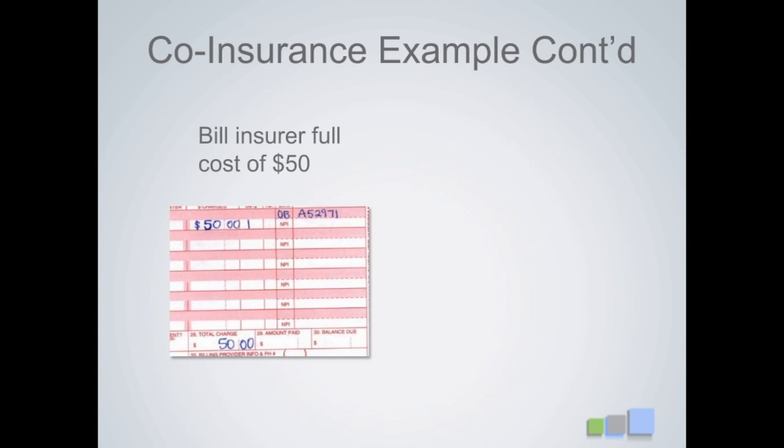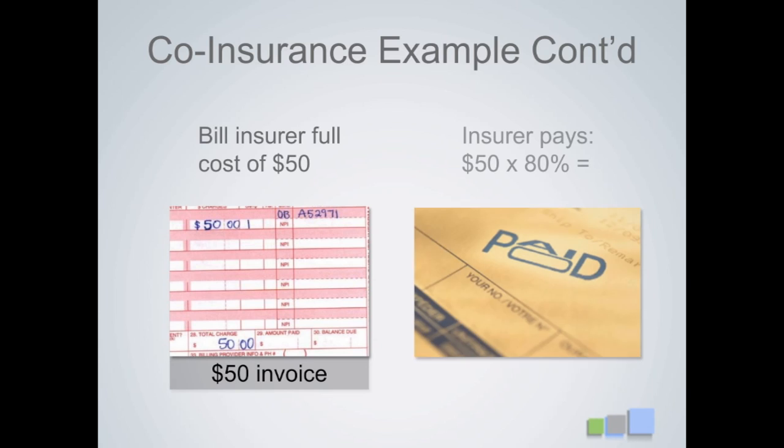You'll bill the patient's insurance company for the full $50, understanding they will pay their 80% share, or $40. Later, the insurance explanation of benefits will explain that the $10 was deducted since the patient already paid that amount as coinsurance.